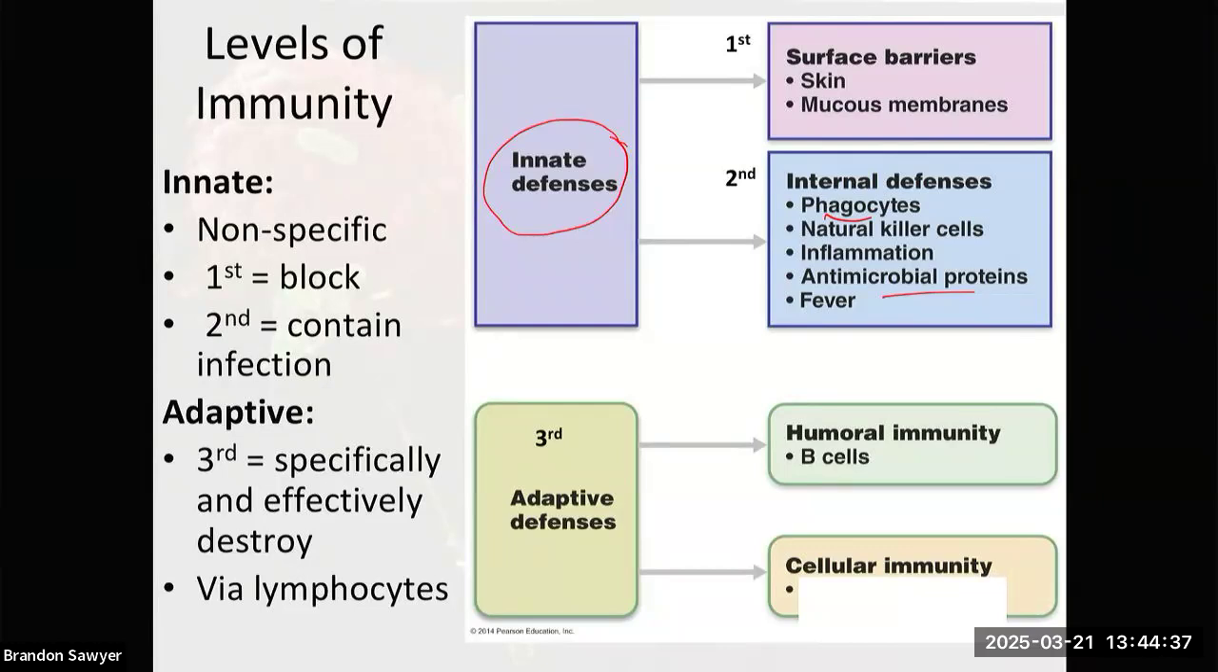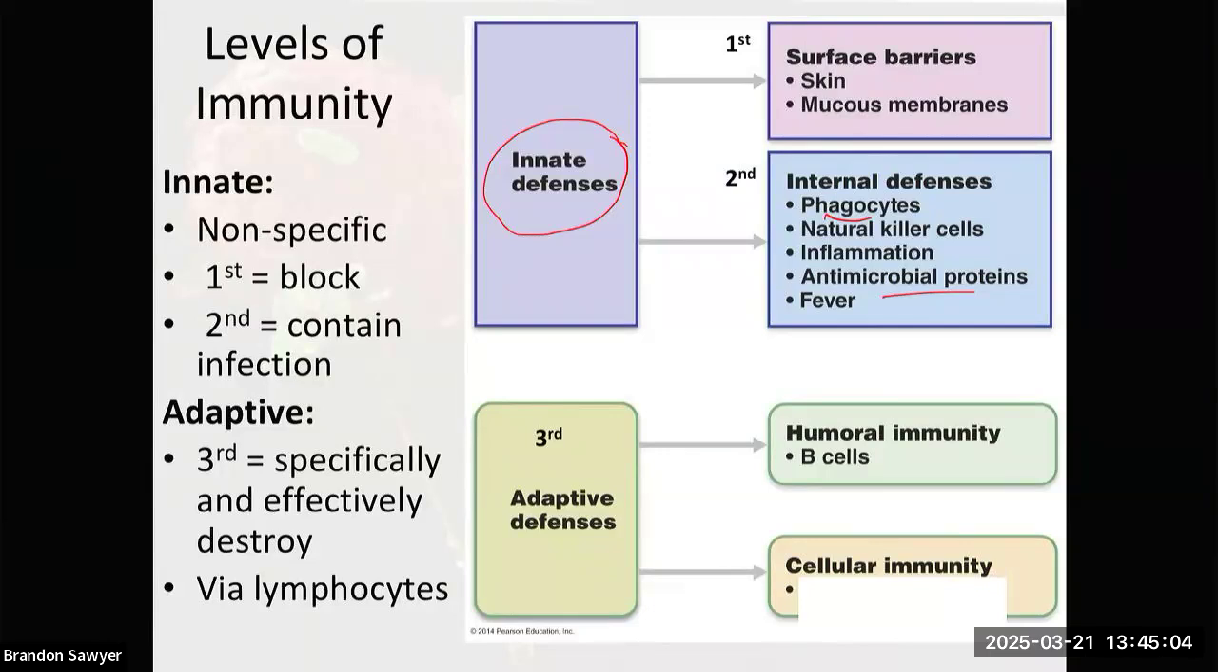It does it in the same way, no matter what type of response it is. So our first line of defense is always just blocking things from getting in the body, right? The second line of defense is to contain the infection and slow it down. And then our third line of defense are specialized weapons designed specifically for whatever that exact thing is that comes into the body. That's called the adaptive immune system, also known as specific immunity.